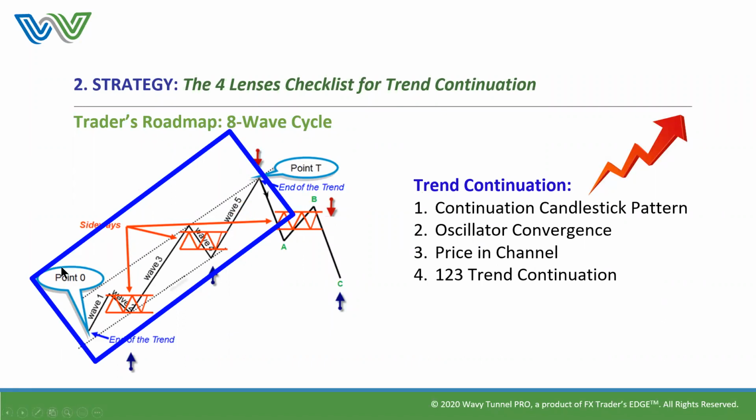So now I've put a blue box on the trend move here. And this is really the same thing as trend reversal, only instead of looking for a reversal candlestick pattern, we look for continuation candlestick patterns, and we can also look for chart patterns. We look for oscillator convergence, price within the channel, and 1, 2, 3 trend continuation.